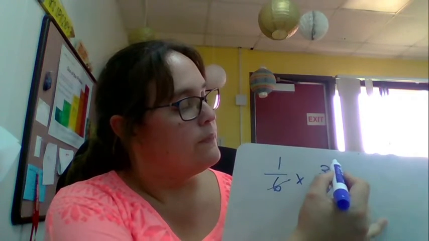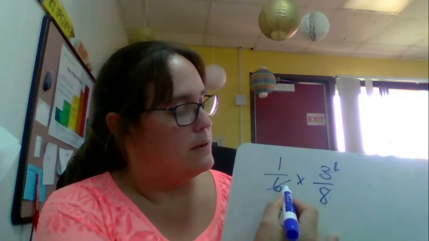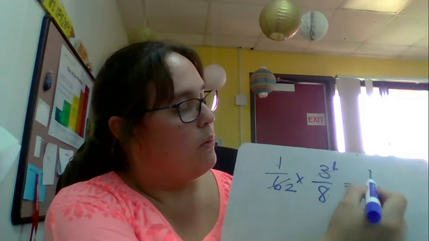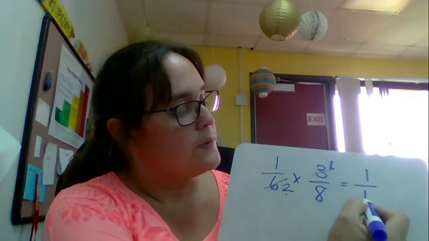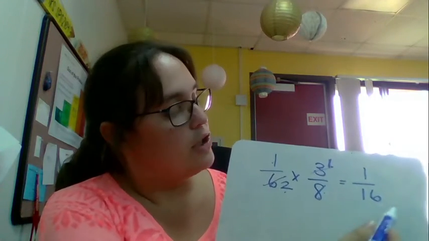3 divided by 3 is 1. 6 divided by 3 is 2. Now I'm going to multiply. 1 times 1 is 1. 8 times 2 is 16. Because I reduced here, I know my answer is as low as it can go.